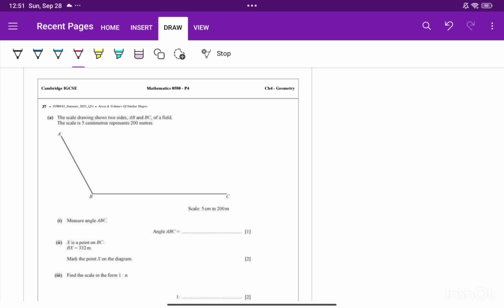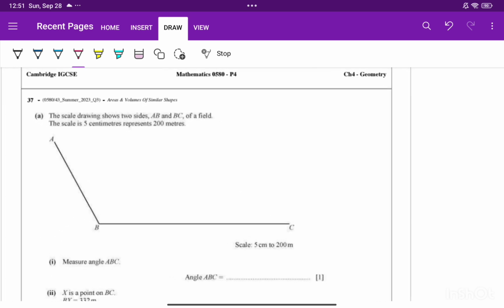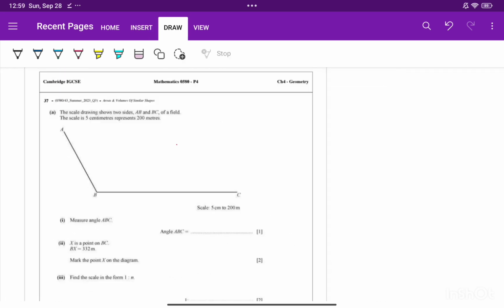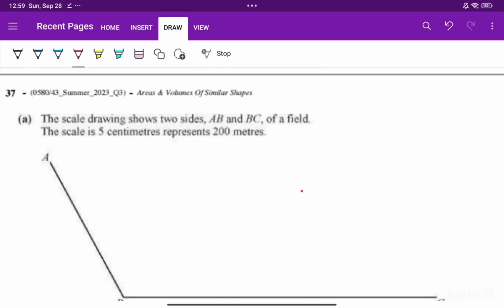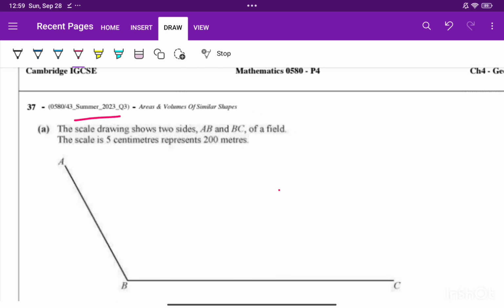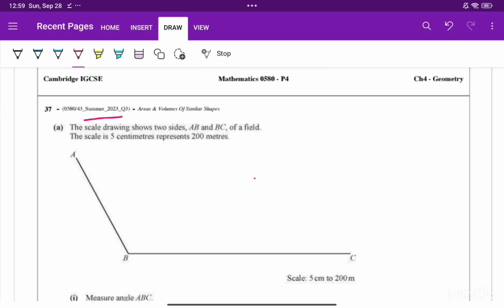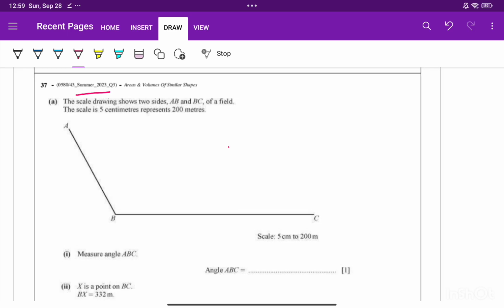Let's move to question number 37. Okay, question number 37 has been taken from May June 2023. Question 3, part A. The scale drawing shows two sides AB and BC of a field. The scale is 5 centimeters represents 200 meters. Measure angle ABC. Okay, we have to measure this angle.